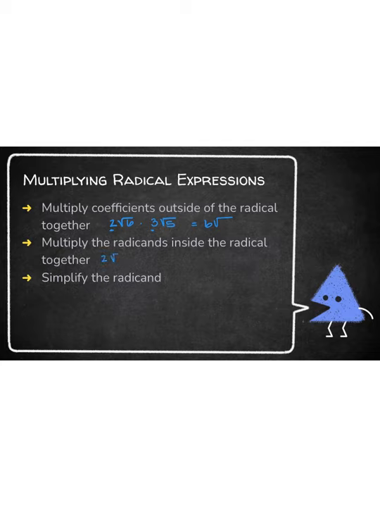So I have 2 square root 6 times 3 square root 5. Well, we already did the 2 times 3, so we know we have a 6. And now we're going to find what goes under the square root. So 6 times 5 is 30. So my radicand is 30. And then you're going to simplify your radicand.